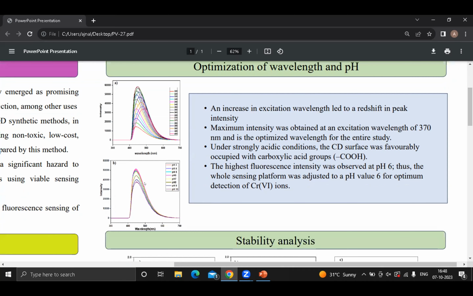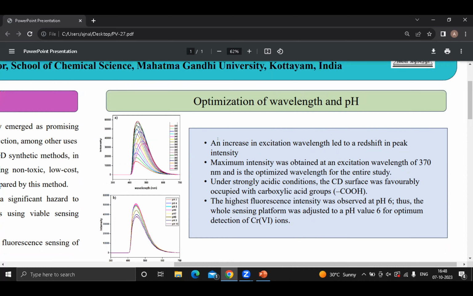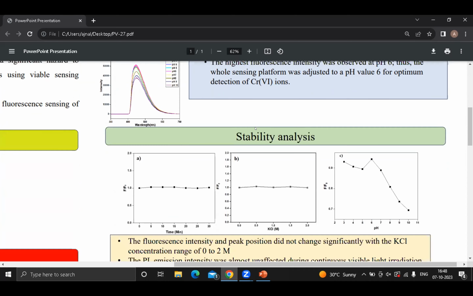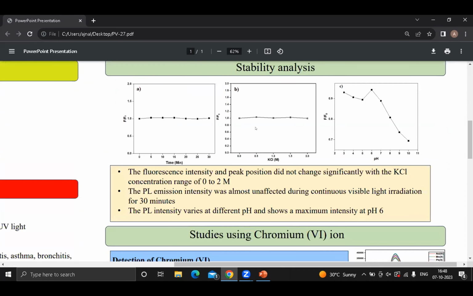To explore the pH effect, we conducted this intensity test at different pH values ranging from 3 to 10. And it was found that the highest fluorescence intensity was observed at pH 6. So that was the optimum wavelength and pH. Then we conducted the stability analysis.